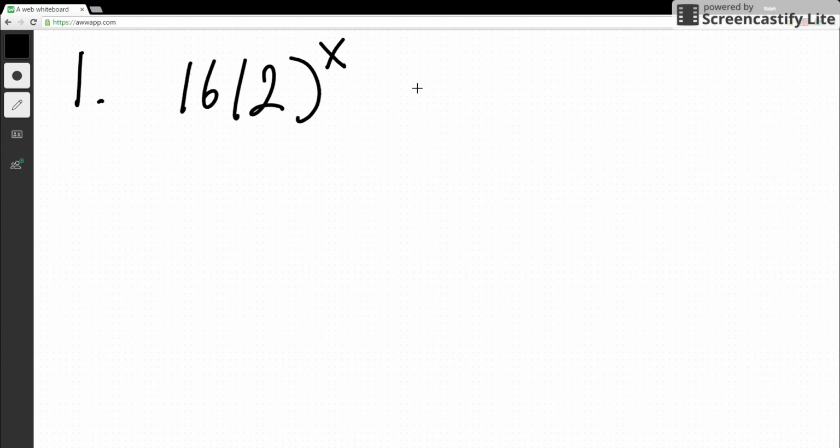All right, we're looking at the unit review for Unit 5 in Math 1. This is number 1. It says, evaluate 16 times 2 to the x if x equals negative 3. So I'm going to plug that in.